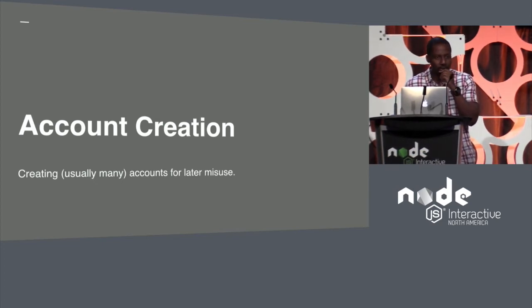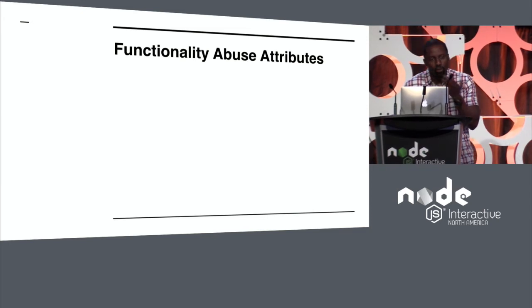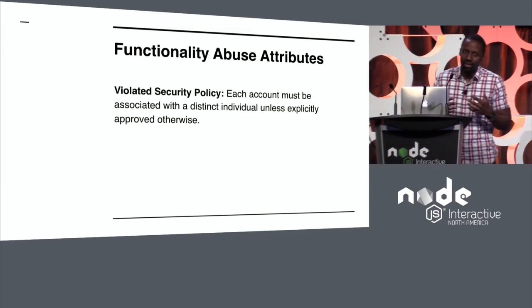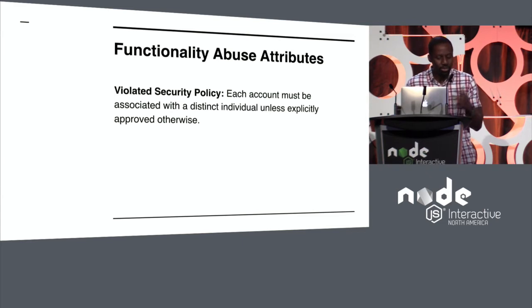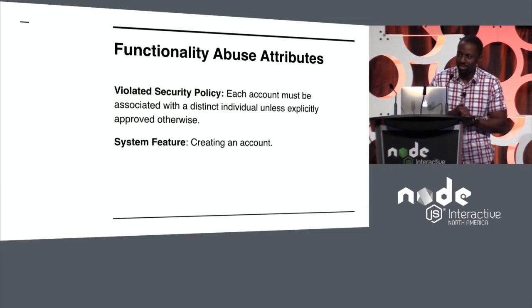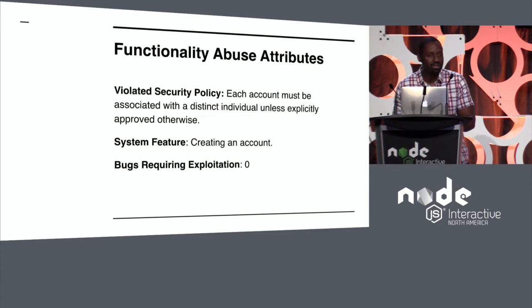So again, what does this look like on the wire? Just to drive home the point, right? It looks totally normal. It just looks like normal traffic going back and forth, but this is done time and time again, at high interval. So when you look at the functionality abuse attributes, right, what is the security policy being violated? Each account must be associated with a distinct individual unless explicitly approved otherwise. How do you defend? I mean, that's a really hard security policy to uphold, right? So in practice, you're probably going to have something that's more concrete than that, but this is fundamentally what you would like to have, right? Then the system feature, creating an account. Obviously, if you have accounts on your website, you probably want people to be able to create them. And then, obviously, there are no bugs that need to be exploited in order to realize this attack.